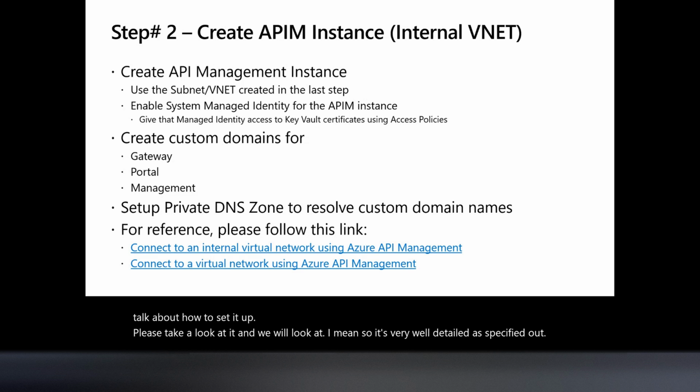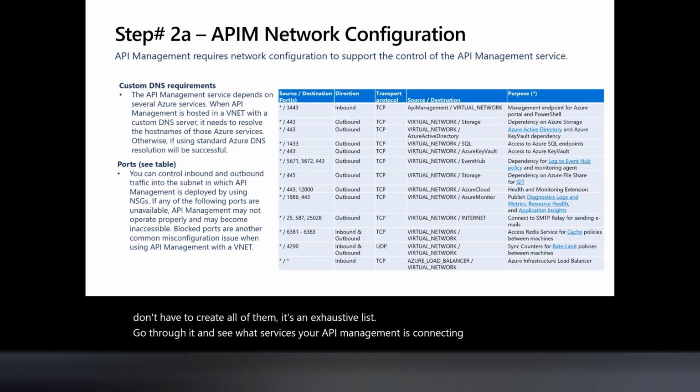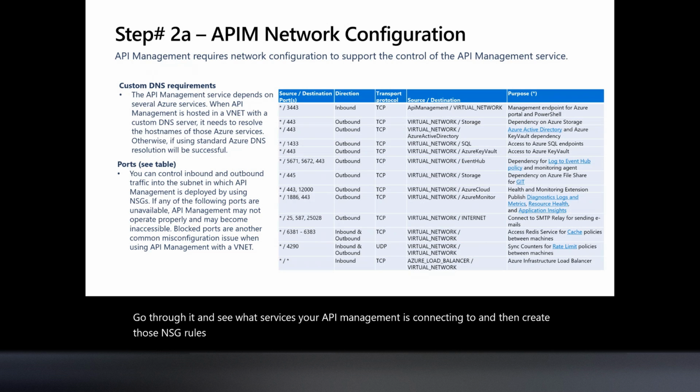So take a look at that, and this is the list of all the NSGs that you have to create. You don't have to create all of them. It's an exhaustive list. Just go through it and see what services your API management is connecting to, and then create those NSG rules for the subnet where your API management is hosted. It's important because you don't want unbound access to the internet. Okay.